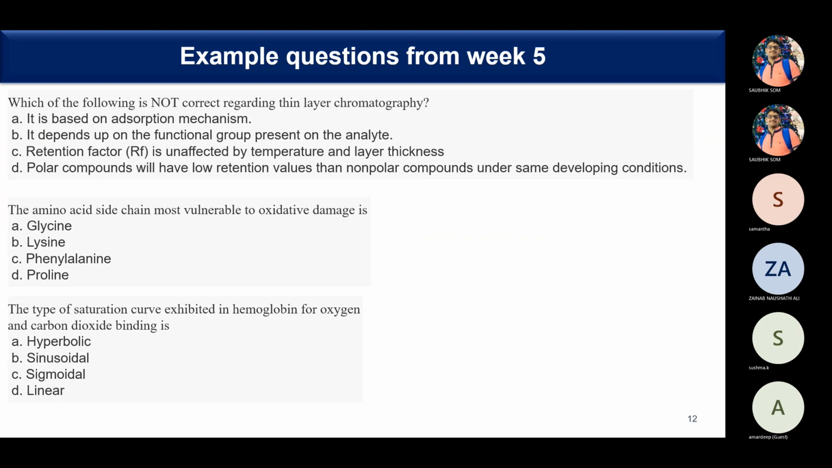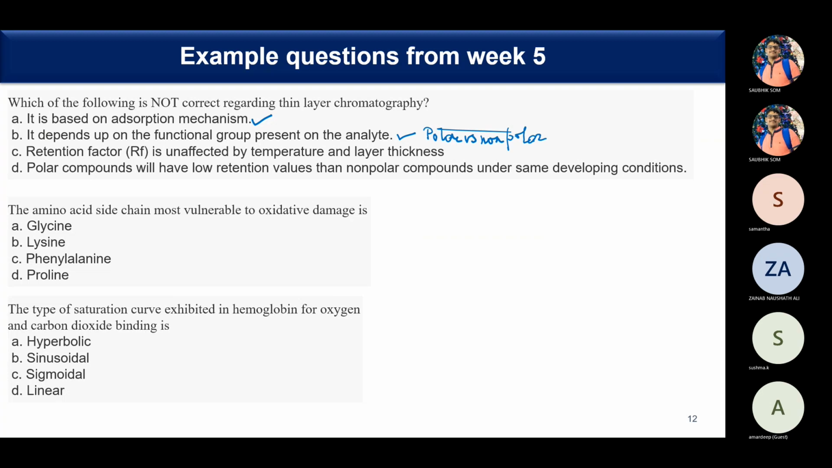Which of the following is not correct regarding thin layer chromatography, TLC? Let's see. It's based on absorption mechanism. Yes, it's based on absorption mechanism. It depends on the functional group present on the ligand. Yes, it depends on the functional group. It's because of polar versus non-polar, correct? This is what we want to see.